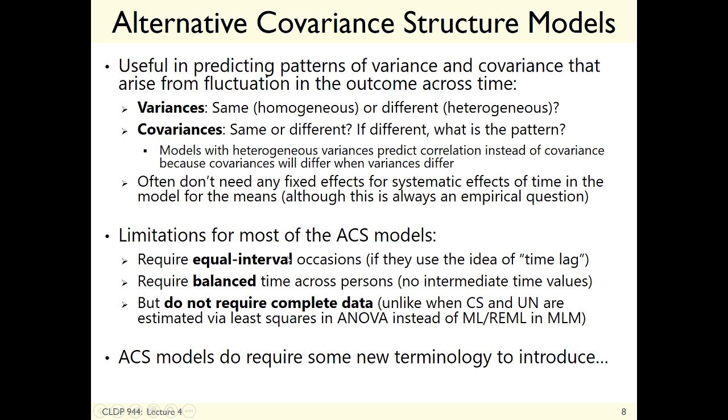Now, when is this not going to be helpful to you? If your occasions are not equally spaced. A lot of these patterns make use of the idea of a time lag, where lag 1 is 1 distance in time apart, lag 2 is 2 units of time apart, and so on. If your data are not equal interval, then those lags don't actually mean the same thing as you go across occasions. So the patterns that rely on some kind of idea of a lag aren't going to help you if you have that kind of unequal data. Most of these require balanced time. Everybody has to be measured on the same schedule. There are many fewer options if they're not.